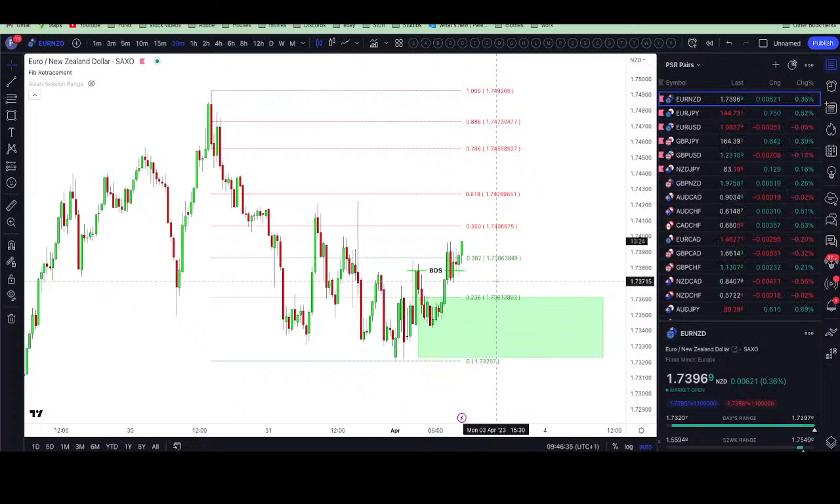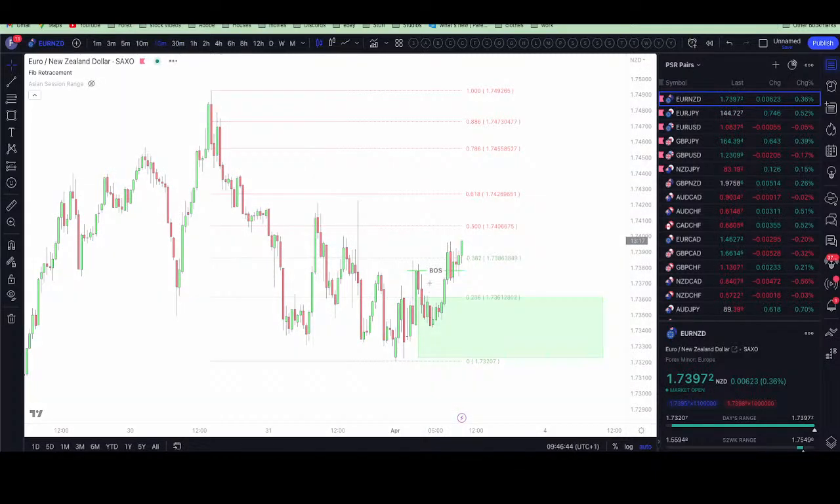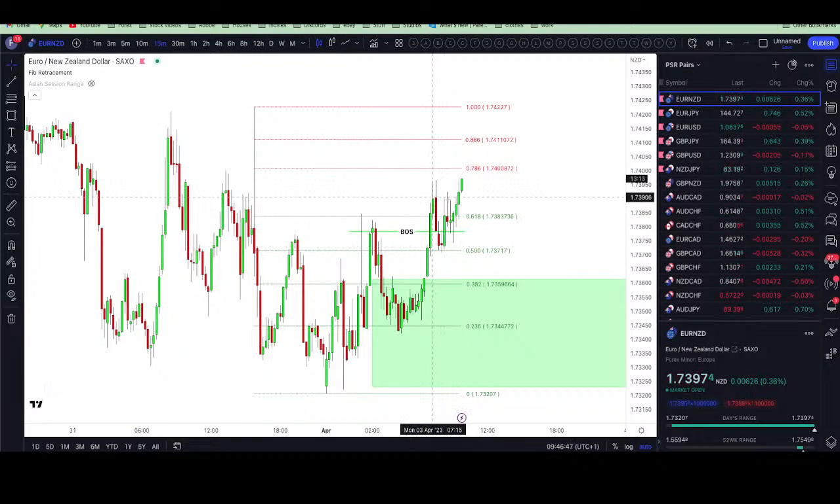But we can see EN looks like it's already breaking out. It's already breaking 30-minute structure here for a possible buy on EN. But this is a very aggressive entry because we haven't seen a pullback. We've got a 15-minute break of structure here. There's probably Euro news.